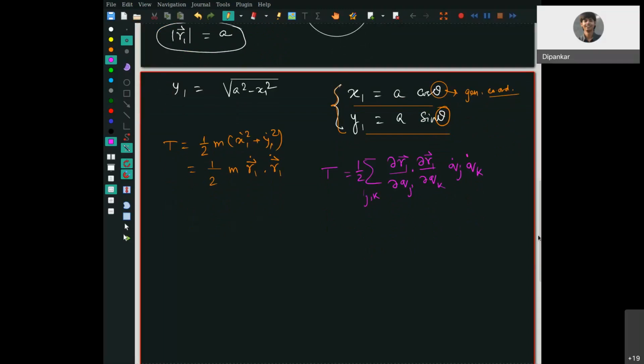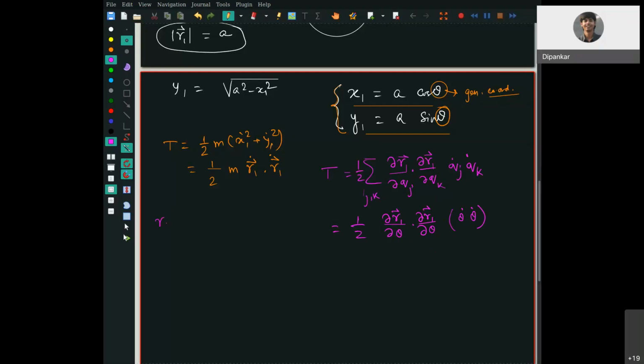Okay. Now, if I evaluate these things, I have only one q, right? That is just q1 equals theta. So this just reduces to half del r1 by del theta dot del r1 by del theta, times theta dot into theta dot, so theta dot squared. Now let me find out what these quantities are.